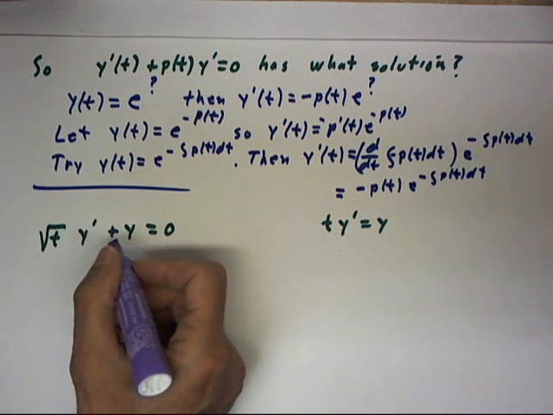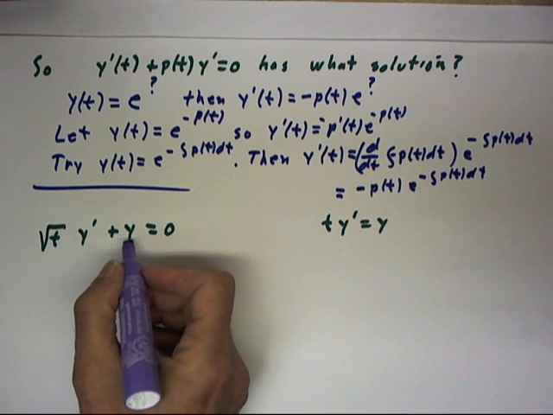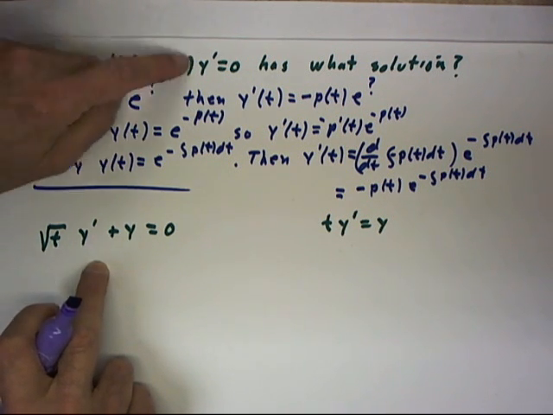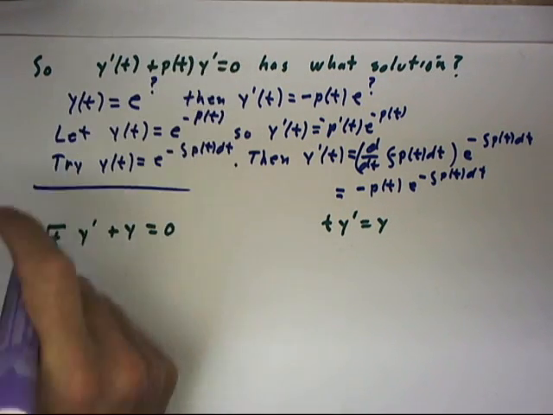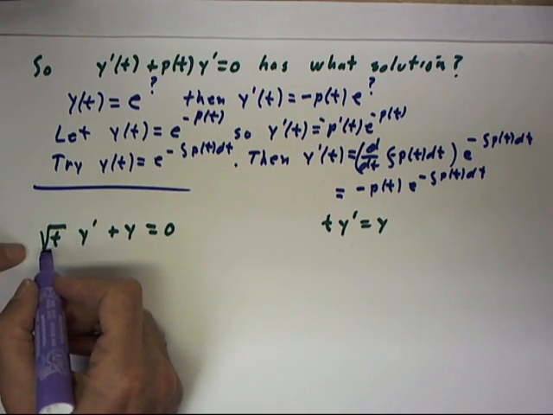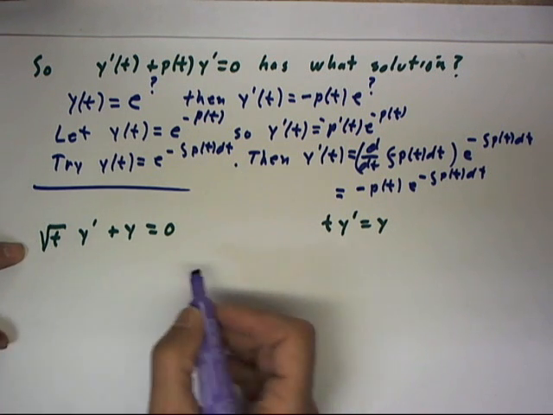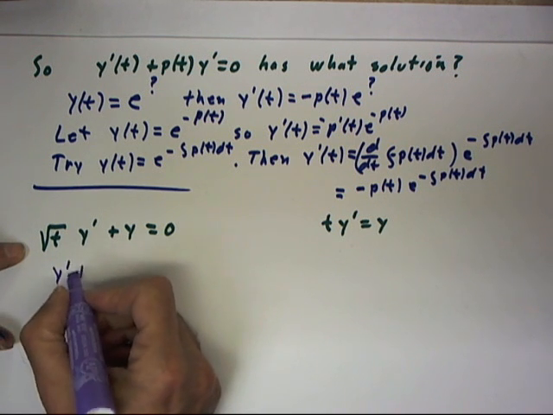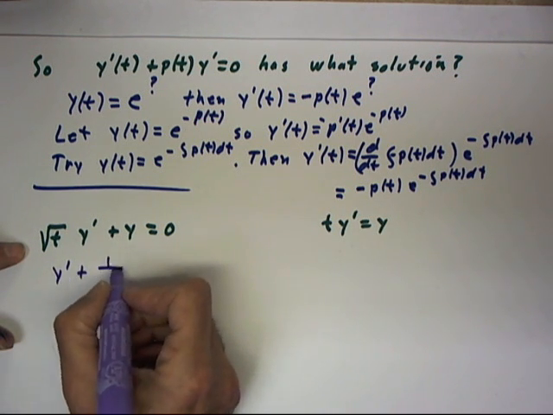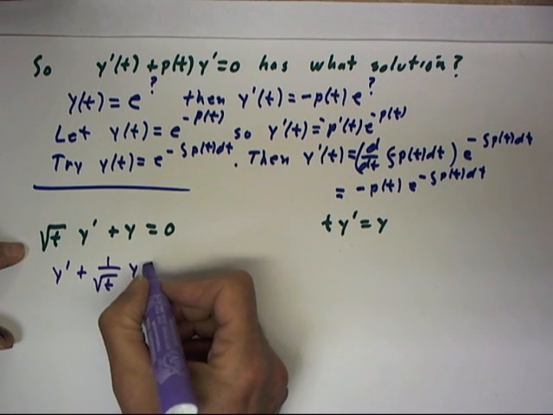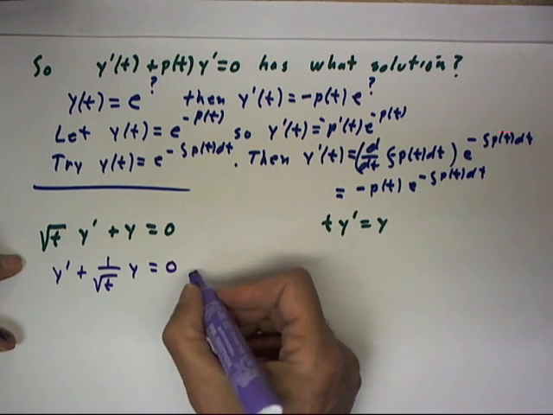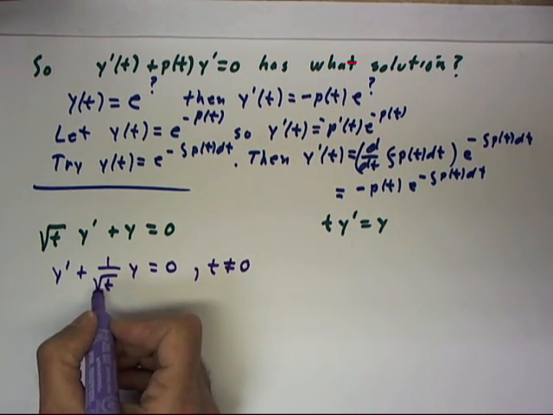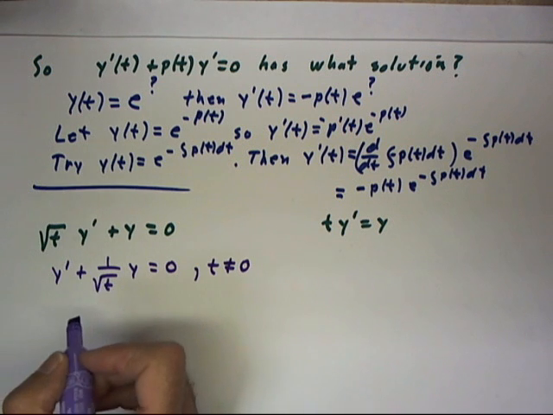Okay, we got y prime plus y square root of t times y prime plus y equals 0. Now that's not in this form, so let's go ahead and be sure we put it into this form first. All we have to do is divide by the square root of t and make a note that now t can't equal 0. So we have y prime plus 1 over the square root of t times y equals 0, t not equal to 0. Now this could be written as t to the negative 1/2 or 1 over the square root of t.